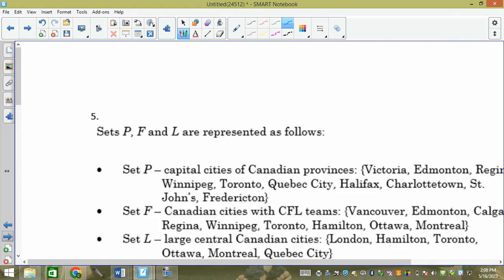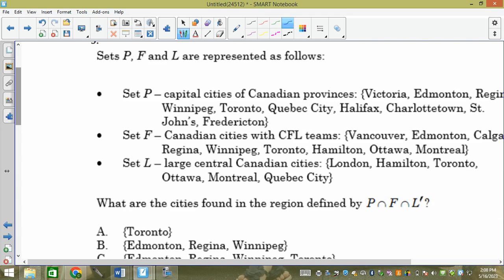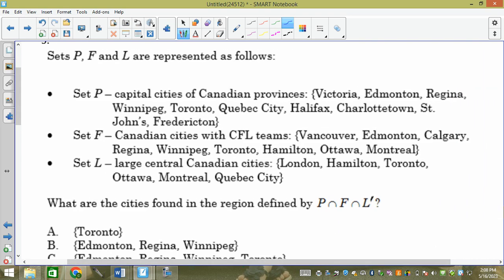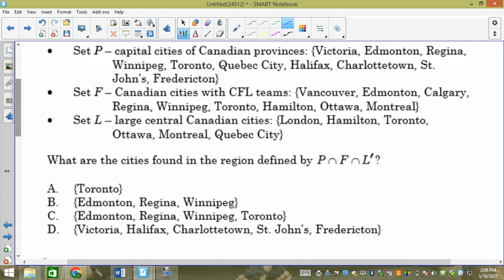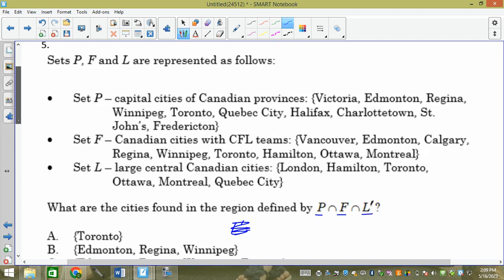No. All right. 5. Sets P, F, and L are represented as follows. Set P is the capital cities of Canadian provinces. Set F are the Canadian cities with CFL teams. Set L are the large central Canadian city teams. What are the cities found in P and F and not L? So my suggestion, or the complement of L, would be to write, I guess, we want the ones that are in P and F, but not in L. So what is in P and F first?